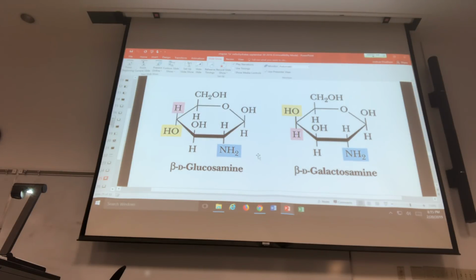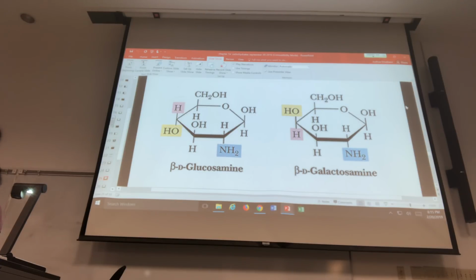Given a multiple choice exam, you should be able to reason your way through it and figure out, oh, this must be glucosamine. It looks like glucose with an amine group attached to it. Same reasoning could be applied to this one over here. If you go through the functional groups, that one's pointing up, and that one's pointing up, and then down.